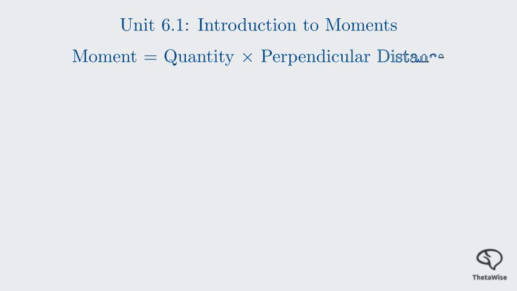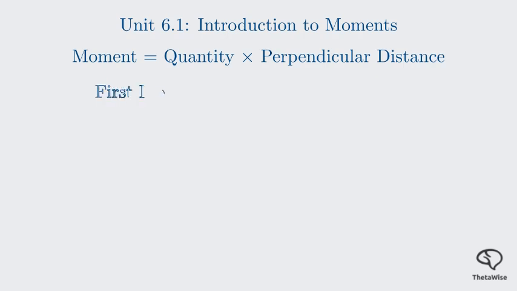The moment of a physical quantity is a measure of its tendency to cause rotation about a point or axis. It's the product of the quantity itself and its perpendicular distance from that point or axis. Think of it like using a spanner to turn a bolt. The harder you pull on the spanner, the greater the force. This is our quantity. The further away from the bolt you hold the spanner, the greater the distance. The twisting effect, the moment, gets larger if you increase either the force or the distance.